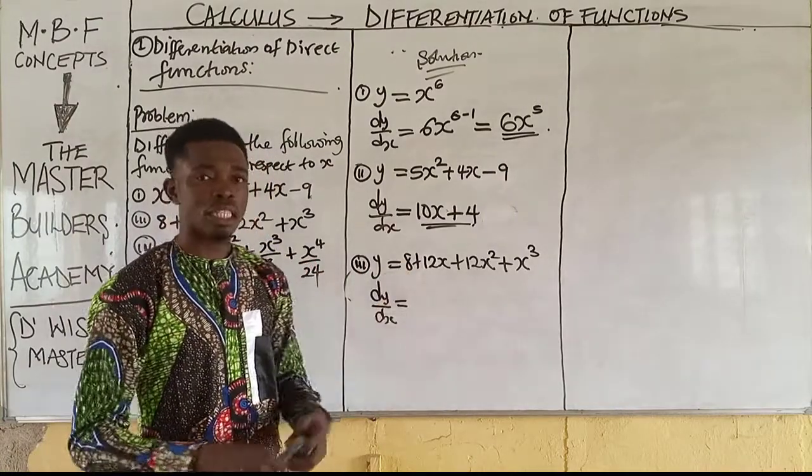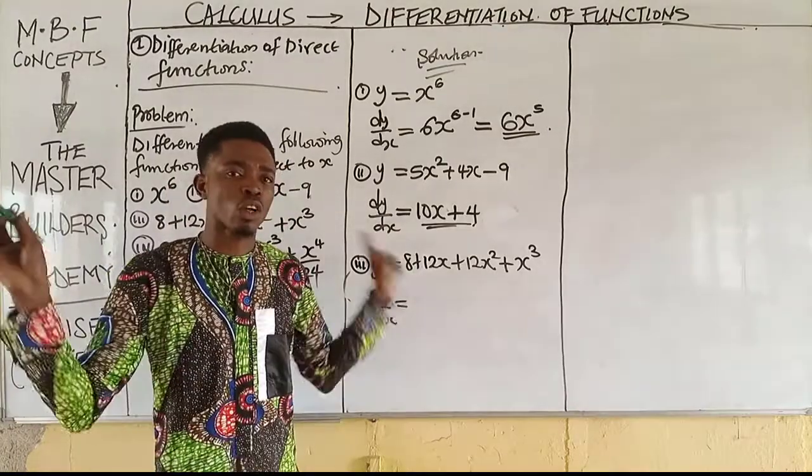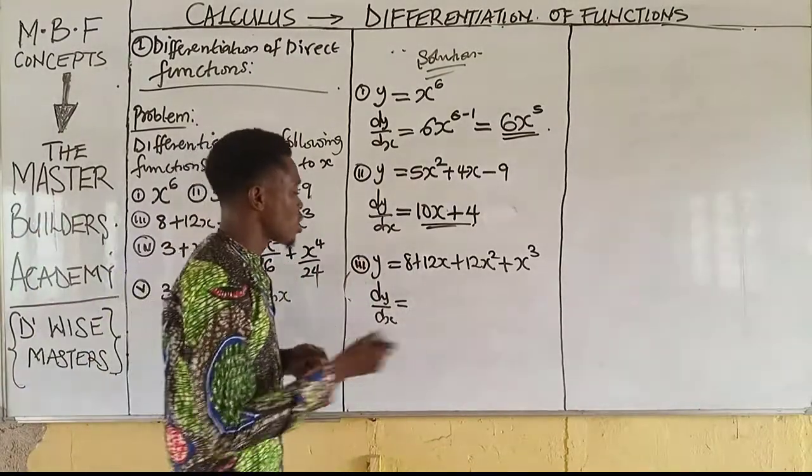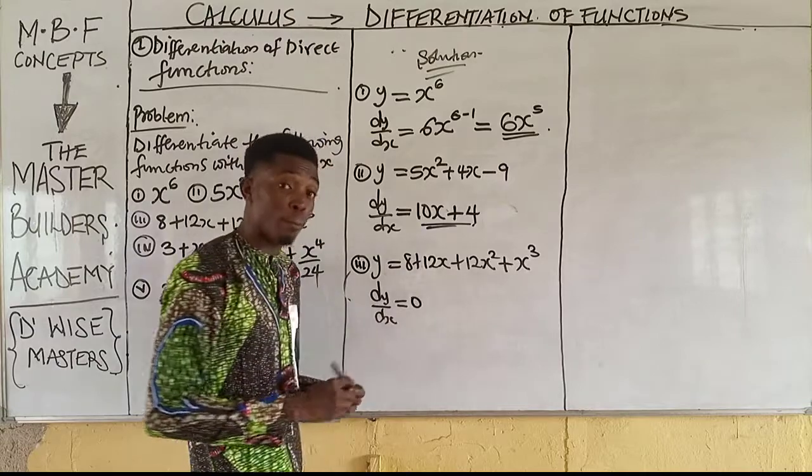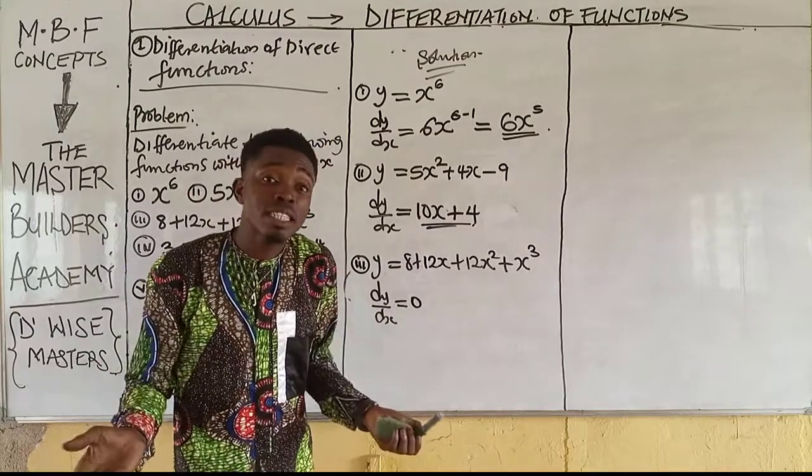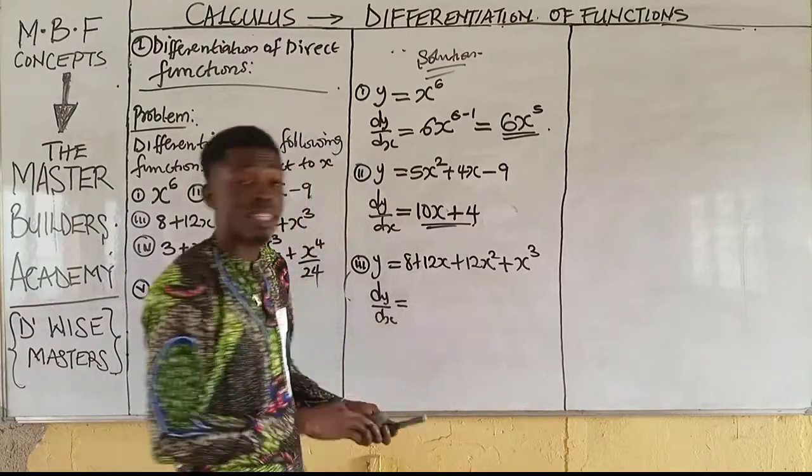When I differentiate constant, I have 0. I can boldly ignore it. But if you don't want to ignore it, you can put it down. But don't forget that this is objective. So just ignore it and get your answer straight.